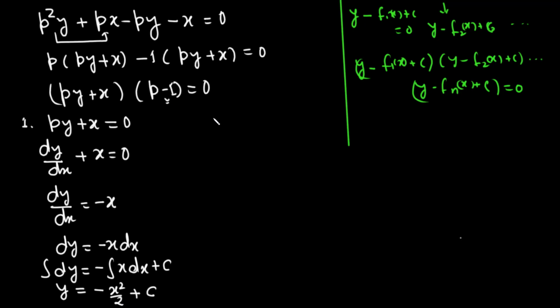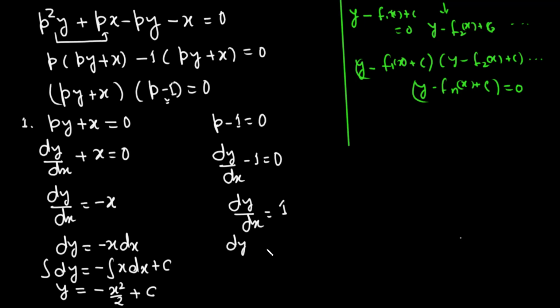Let us take the other factor, and the second factor is p minus 1 equals 0. We read p as dy by dx, so dy by dx minus 1 equals 0. Again, this is a first order and first degree ordinary differential equation. We rewrite it as dy by dx equals 1, converting it into separable form, dy equals dx. And we integrate it: integration of dy equals integration of dx plus c. We should ensure that we take the same symbol for the arbitrary constant. So this becomes y equals x plus c.